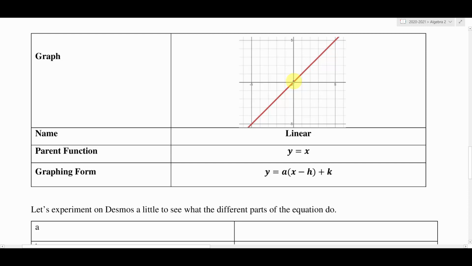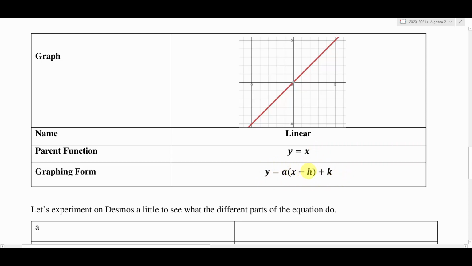We have not reflected it, we have not moved it left or right, we have not moved it up or down, we have not stretched it, we haven't done a thing to it. This is what it is, and its equation, the most basic line there is, y equals x. Its graphing form looks very familiar compared to all of the other forms that we've been looking at.